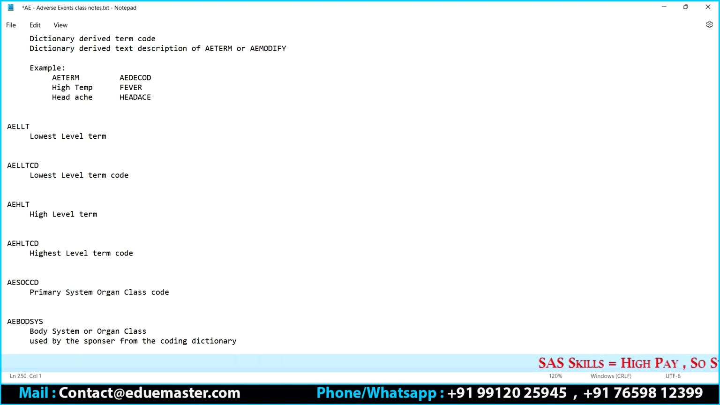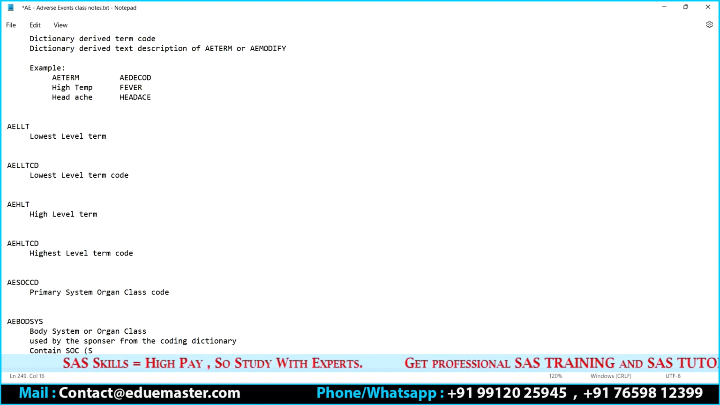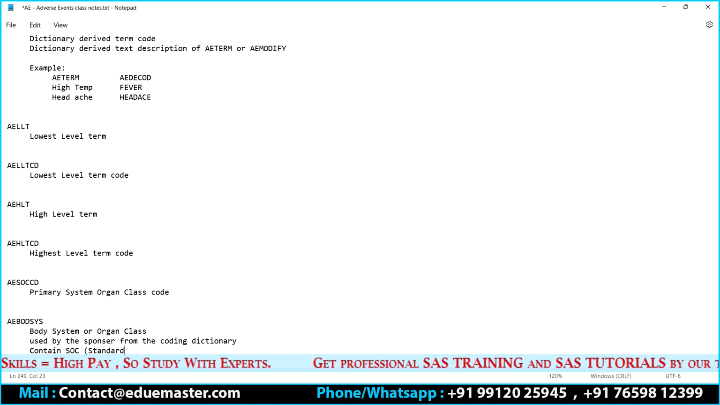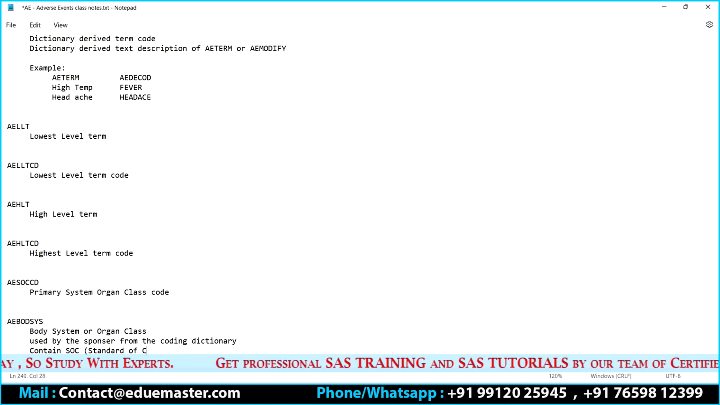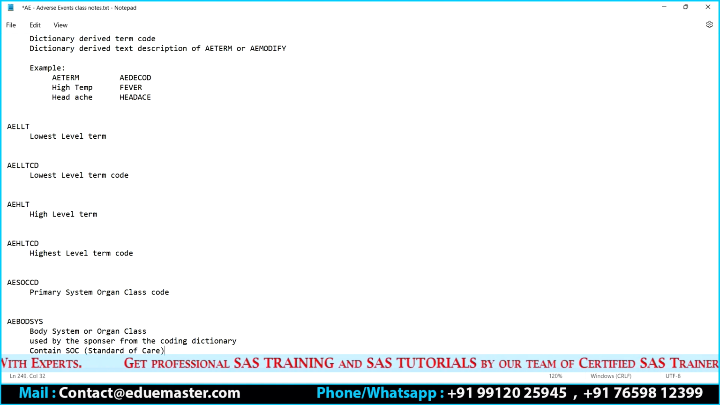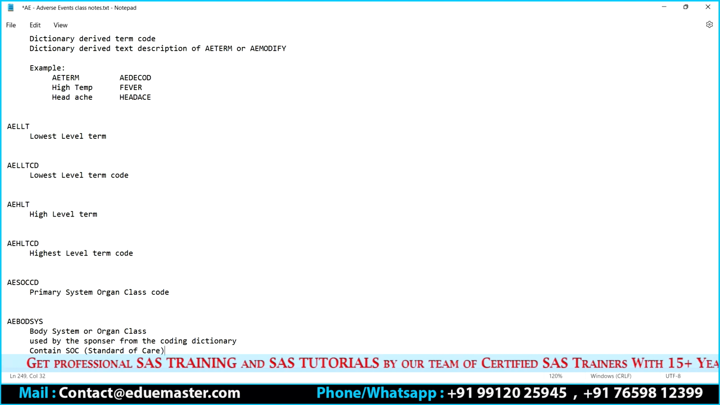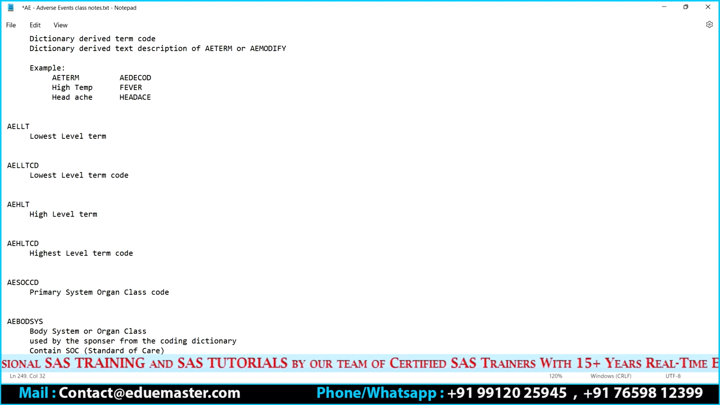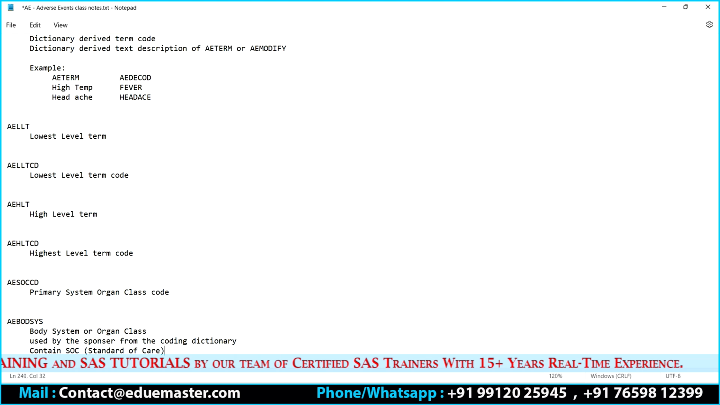This also should contain SOC. Can someone tell me what is called as SOC by any chance? You can call it as standard of care. These are also going to be regulations. There are going to be some standard of care. So it also contains information about your SOC.